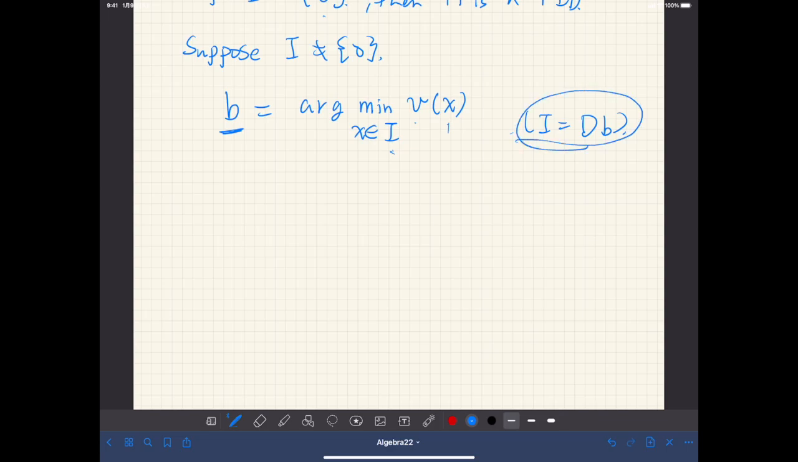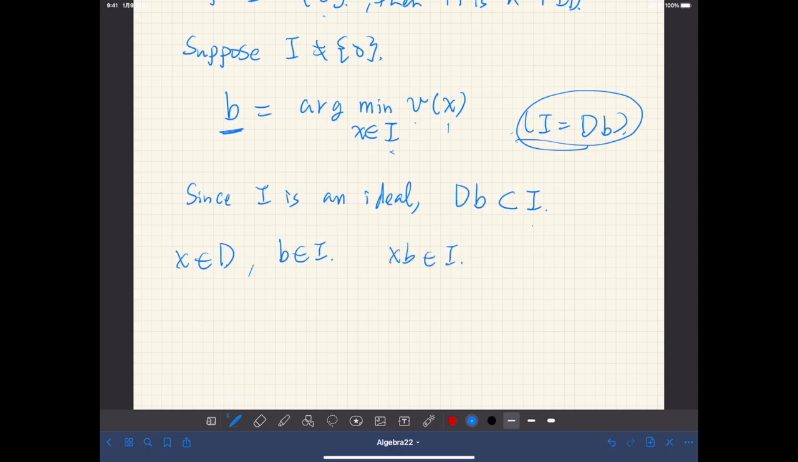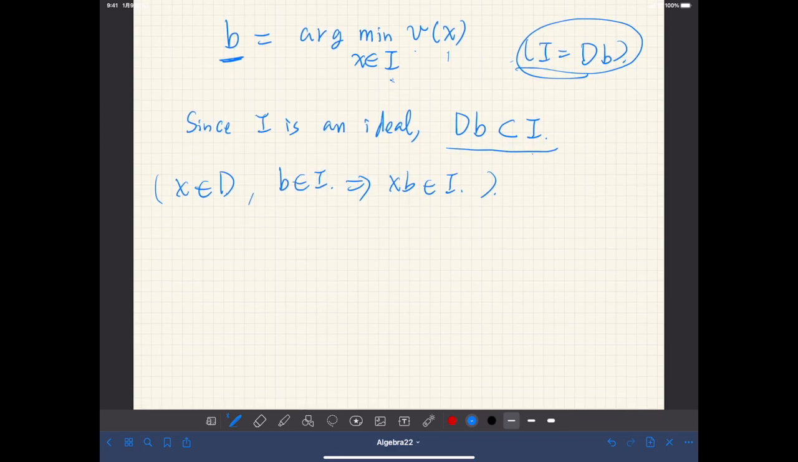Okay. So first of all, since I is an ideal, we have DB is a subset of I, right? Because by the definition of ideal, B is in the ideal, and for any element X in the Euclidean domain D, XB is an element of the ideal. So this is the definition of ideal, right? So therefore, DB is a subset of I. Okay, now we want to show the opposite inclusion. We want to show I is a subset of DB. Then we can show this equality, right?